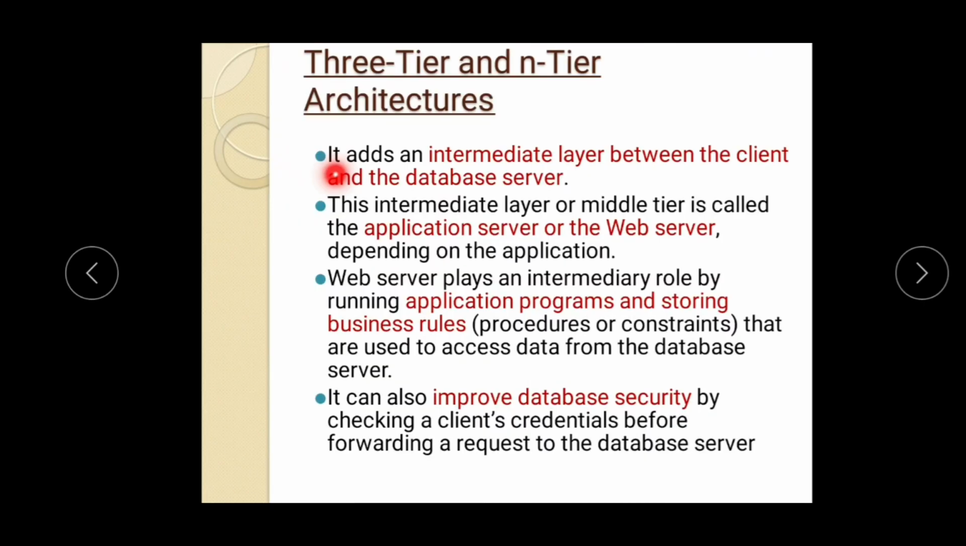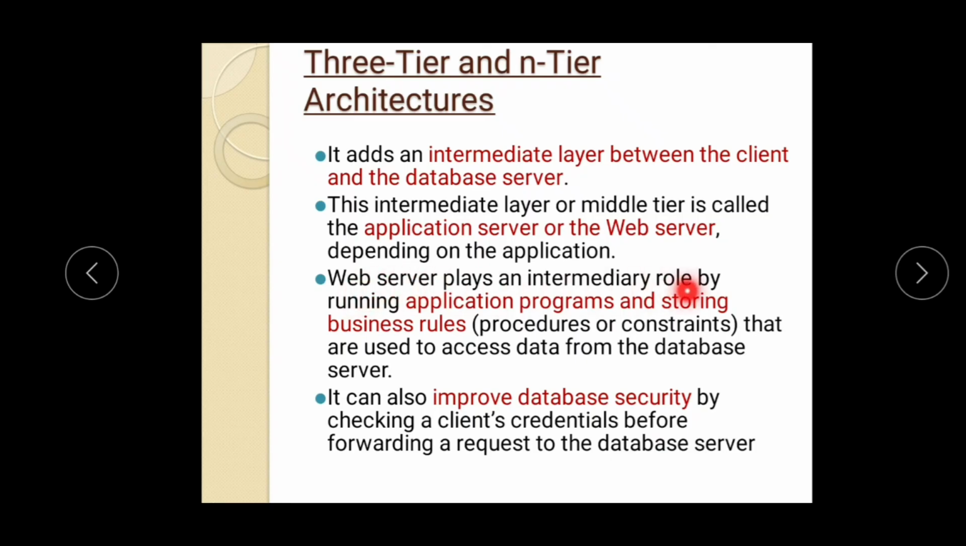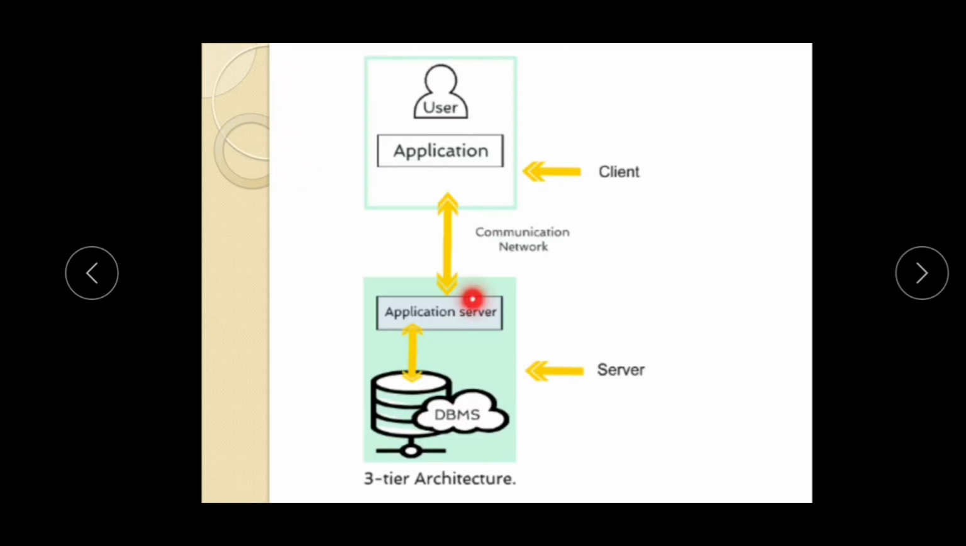Let us go through the explanation. It adds an intermediate layer between the client and the database server. Clear? This intermediate layer, or middle tier, is called the application server or web server, depending on the application. The web server plays an intermediate role by running application programs and storing business rules.